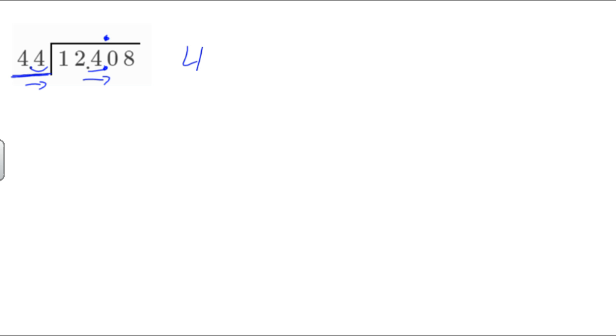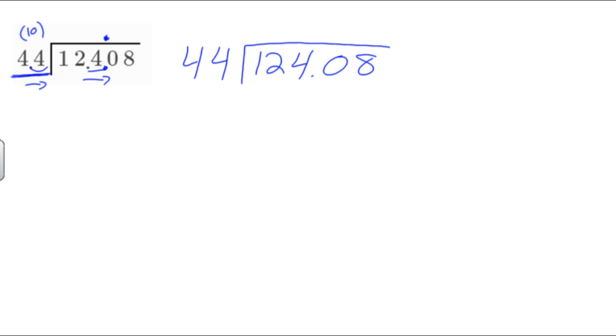So if I rewrite the problem, it is 124.08 being divided by 44. What I have done is multiplied this number on the outside by 10, and I have multiplied the number inside by 10. As long as both of them get multiplied by 10, it's a legal operation.